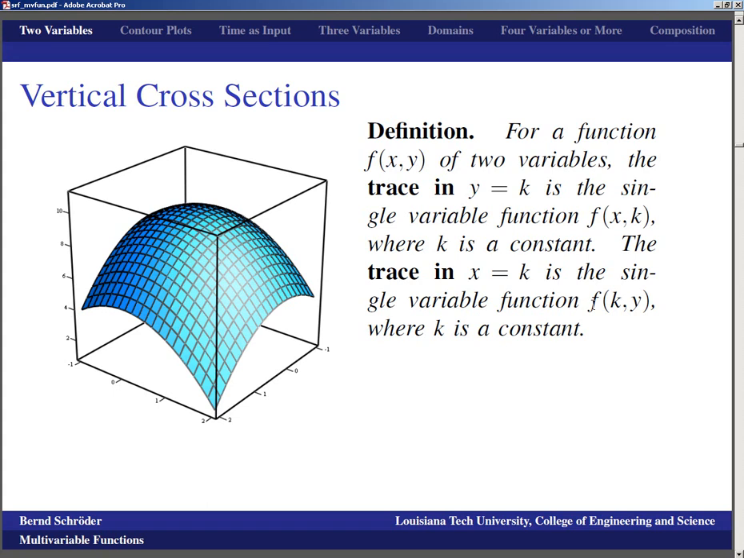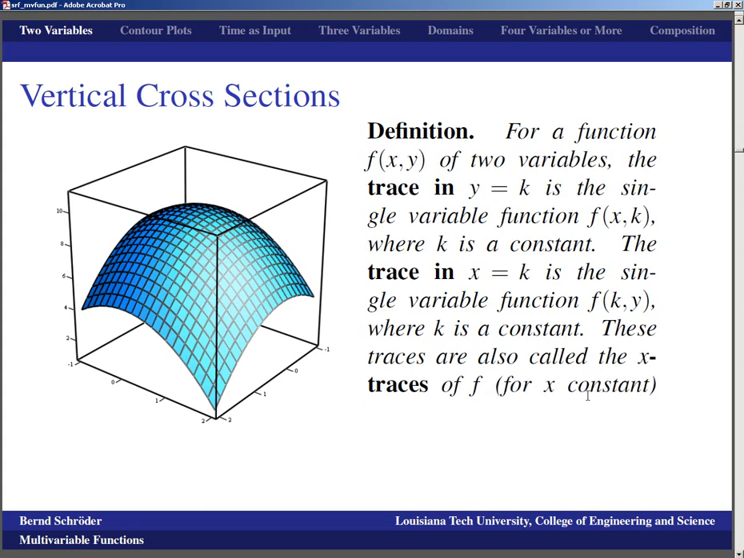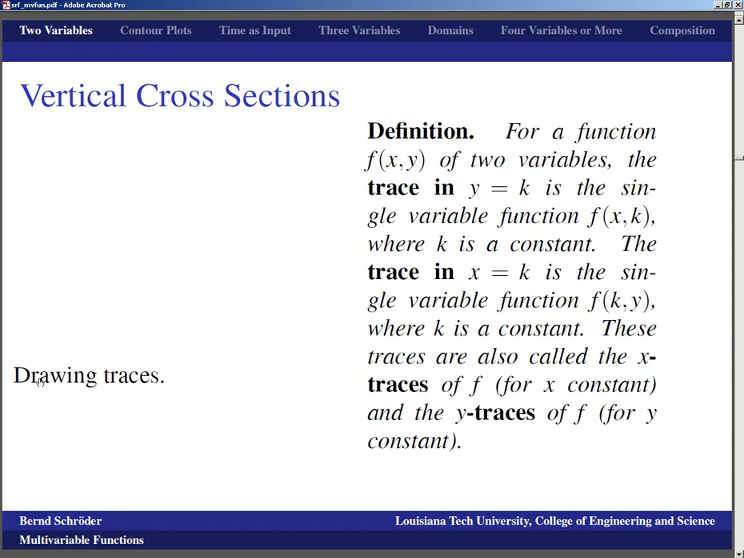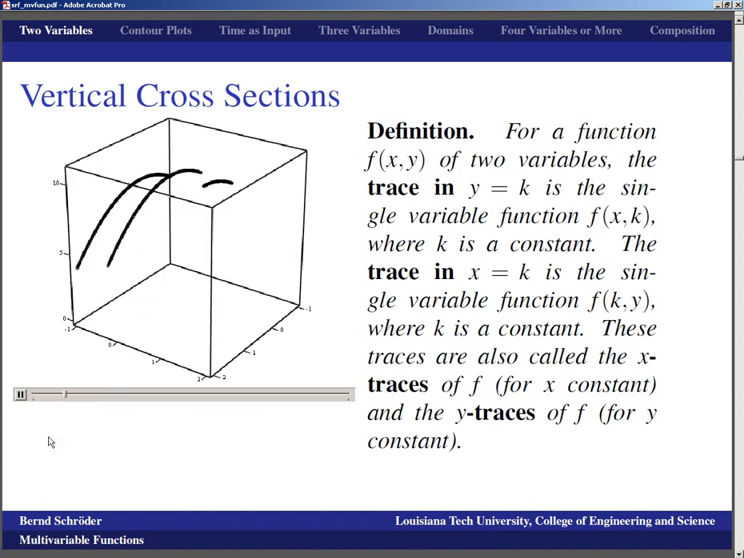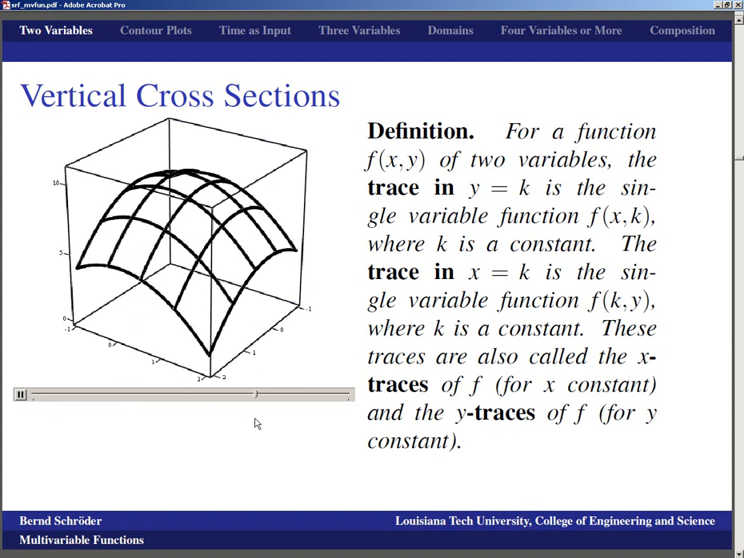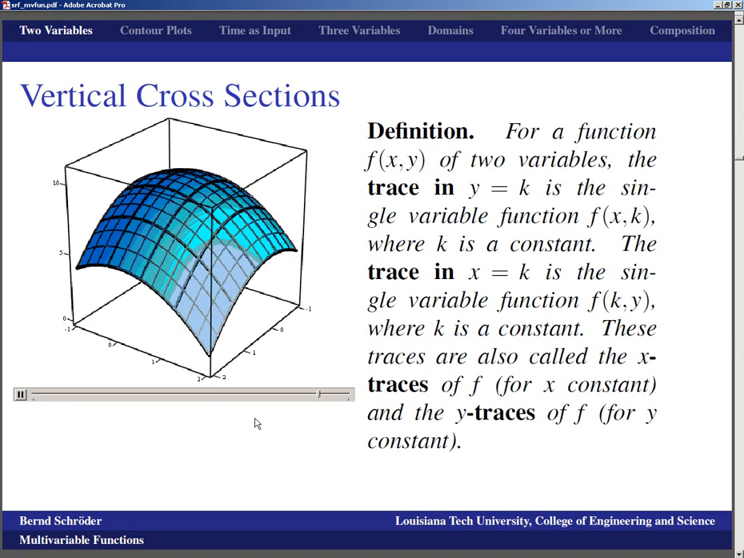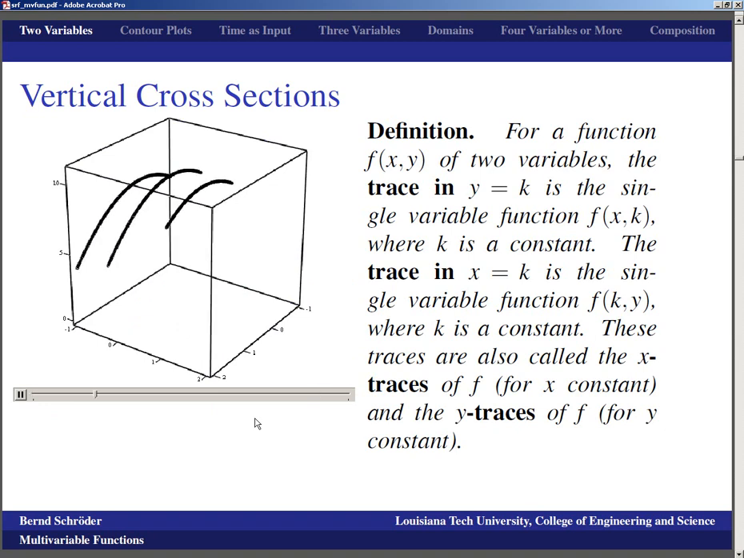The trace in x equals k is the single variable function f of k, y, where k is a constant. So the ones that come at you the other way, where we have x being constant, those would be the y traces. And those traces together, of course, form a mesh that gives us a pretty good idea of what the graph looks like, right? So these traces are also called the x traces of f for x constant, and the y traces of f for y constant. And the way they can be used to actually draw a graph is shown here. If you take the x traces and the y traces and put them together correctly in space, you ultimately get exactly the picture that we had on the previous panel, right?